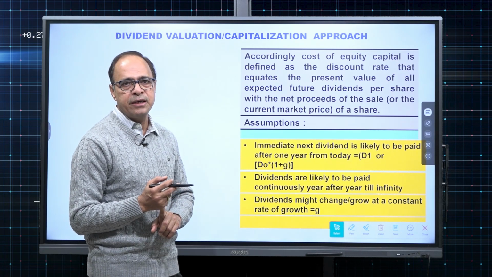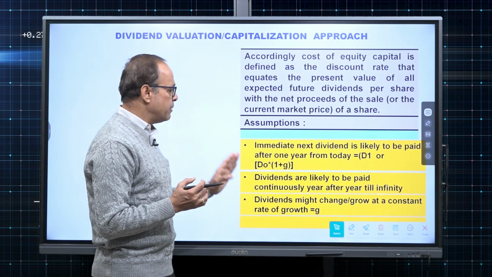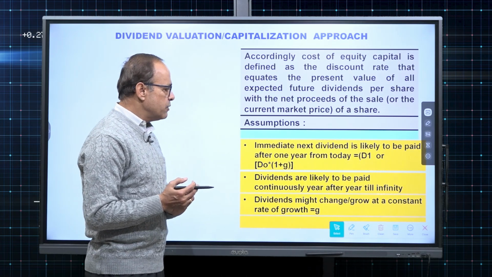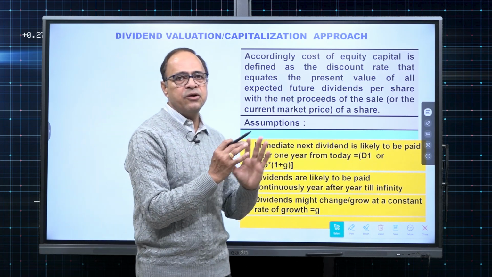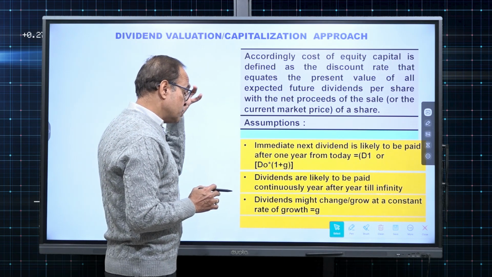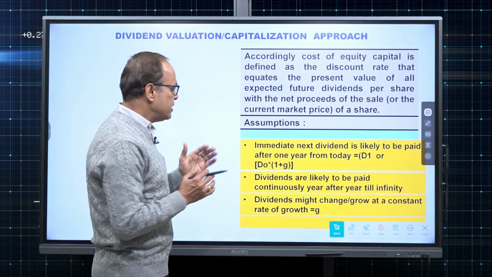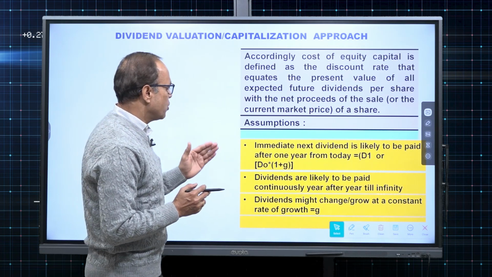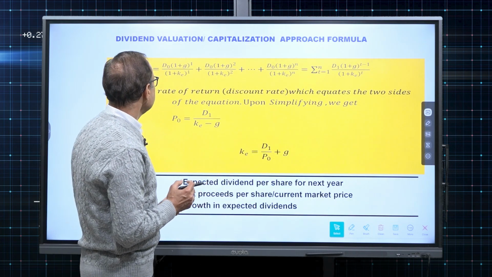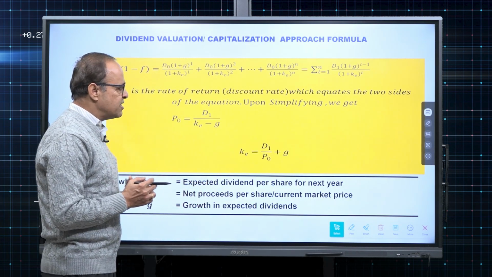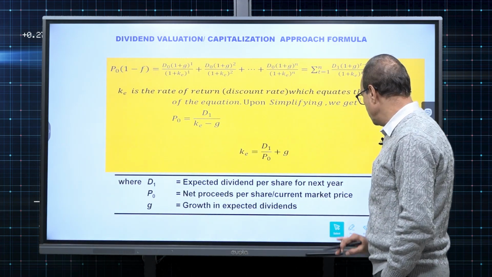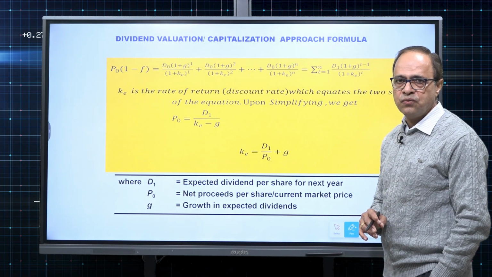I hope you remember the fundamentals of valuation of equity shares, same fundamentals are there. So immediate next dividend will come after 1 year. Dividends are likely to be paid every year till infinity. There is no break in between, and dividends might change or grow at a constant rate of growth. Given these fundamentals, we can calculate cost of equity share capital by using dividend capitalization approach. Now, if those fundamentals or assumptions are met, then what are the things we have to keep into consideration? By using this formula, we can calculate cost of equity share capital.